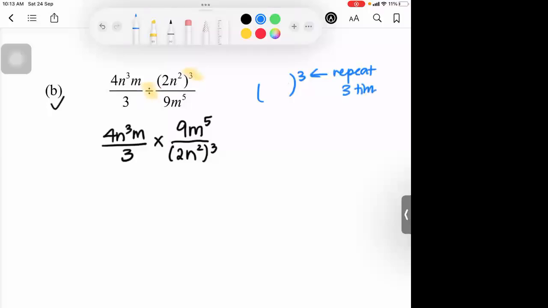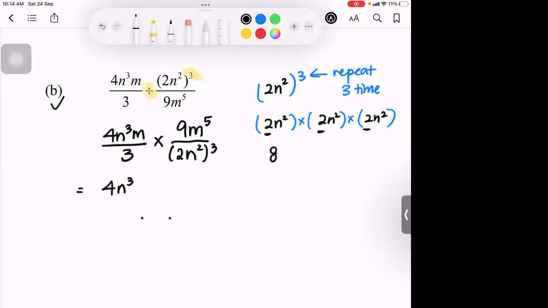3 times. So that means I'll get something times something times something, 3 times. So my number inside is 2n squared. It will be 2n squared, 2n squared, 2n squared. That means the 2 will be 2 cubed, 2 times 2 times 2. That will give you 8.